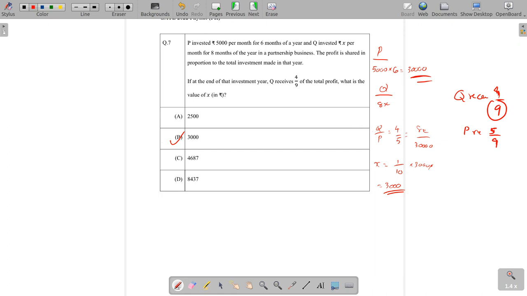That's how you get Q by P equals 4/5 here, because you have the relation Q gets 4/9 and P gets 5/9. And that is equal, based on the fact that what they told is the profit is shared in proportion to the total investment, how much they invested, right? So that means Q by P is 8x divided by 30,000. So just rearranging you will get it. This is 3,000. 3,000 is the answer.